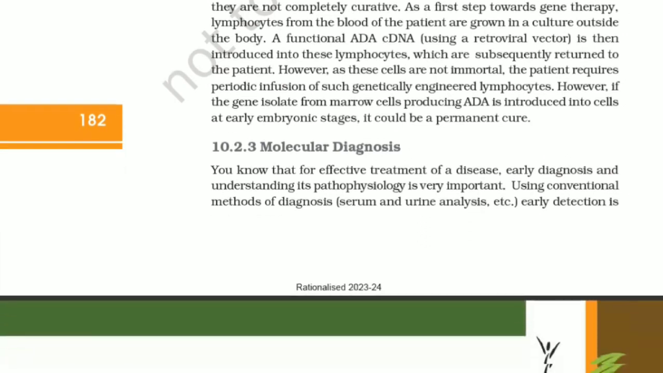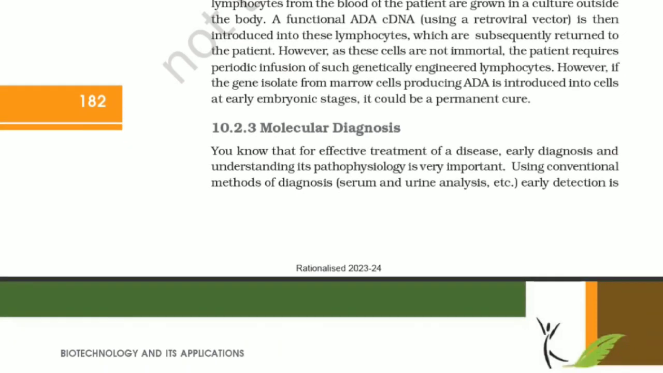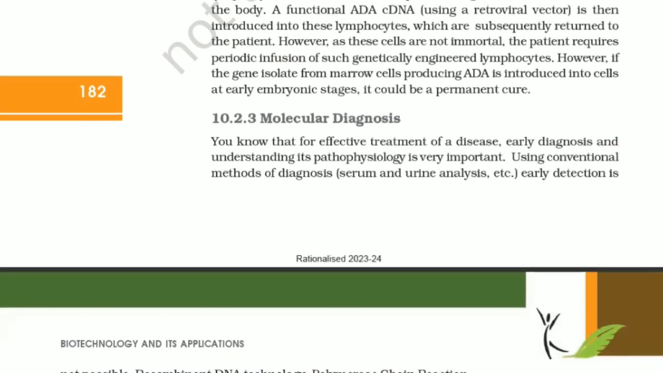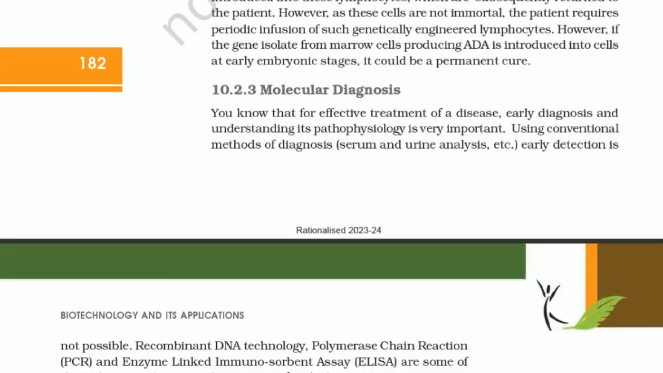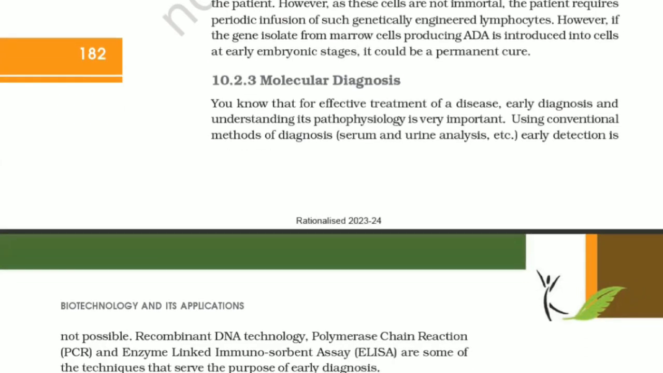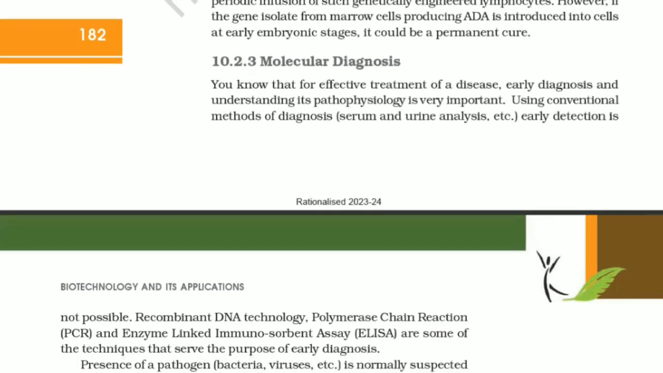As a first step towards gene therapy, lymphocytes from the blood of the patient are grown in a culture outside the body. A functional ADA cDNA using a retroviral vector is then introduced into the lymphocytes, which are subsequently returned to the patient. However, as these cells are not immortal, the patient requires periodic infusion of such genetically engineered lymphocytes. However, if the gene isolated from marrow cells producing ADA is introduced into the cells at early embryonic stages, it could be a permanent cure.